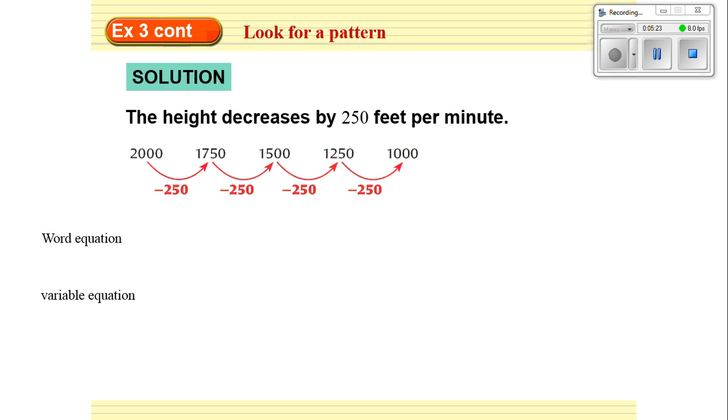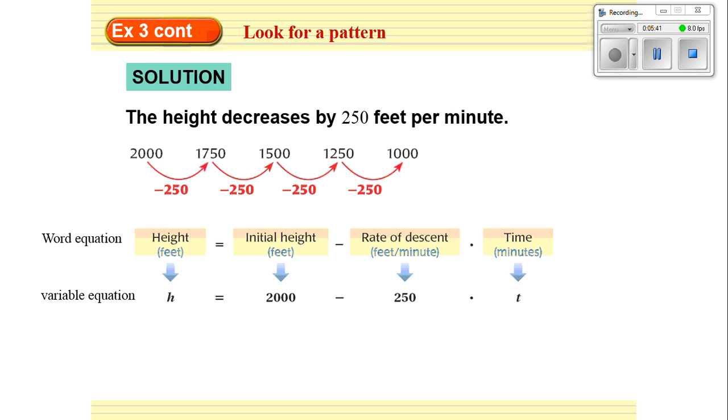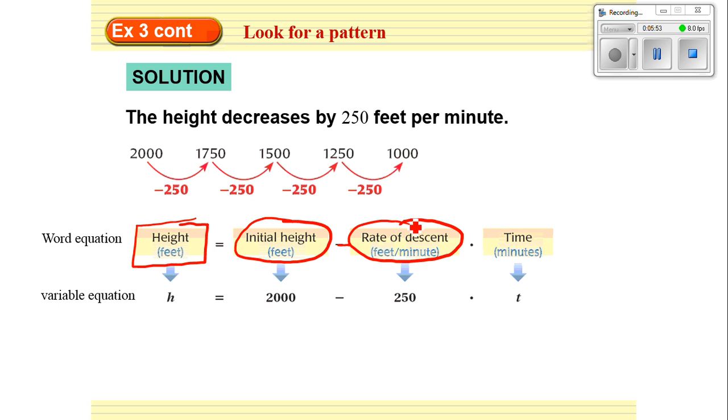And from there, we can set up a word equation before we get the variable equation. So the question was asking to find the height of the parachute after 7 minutes. Well, we have to first know what we're looking for, and that would be the height after so many minutes. So we're going to start with his initial height and subtract how much he's descending per minute times however many minutes he is traveling.